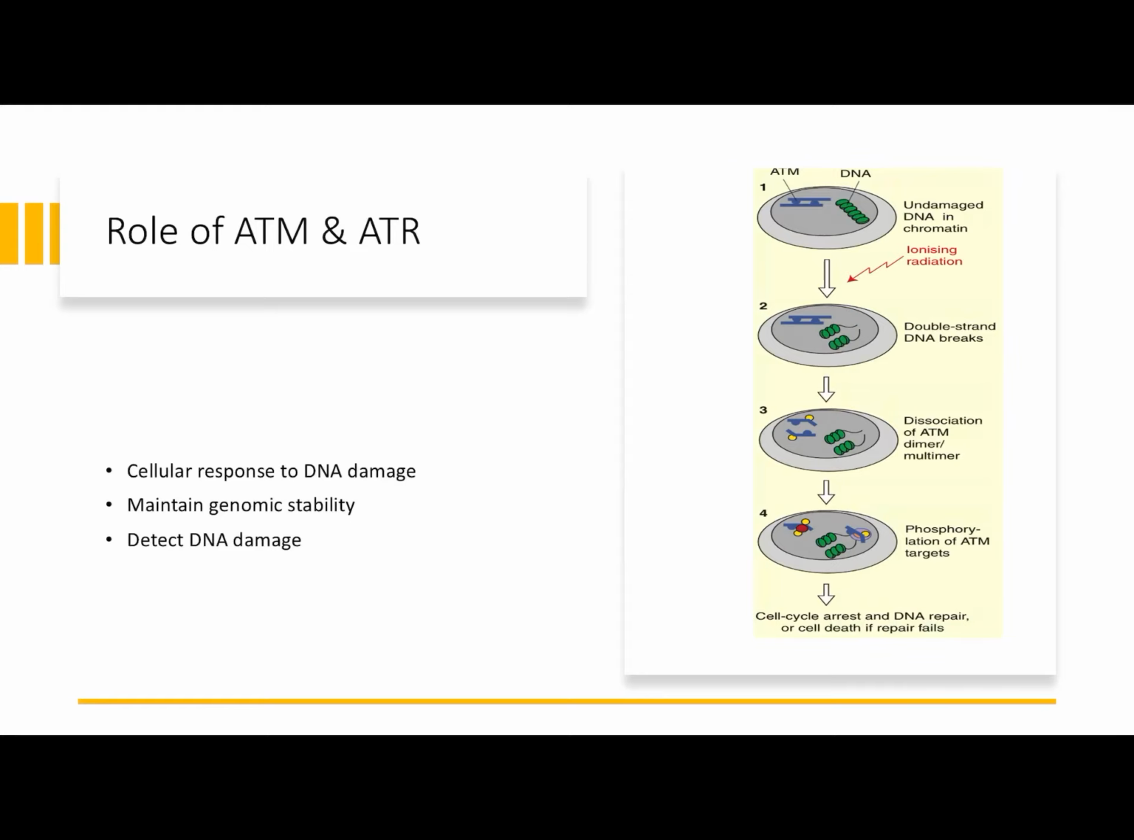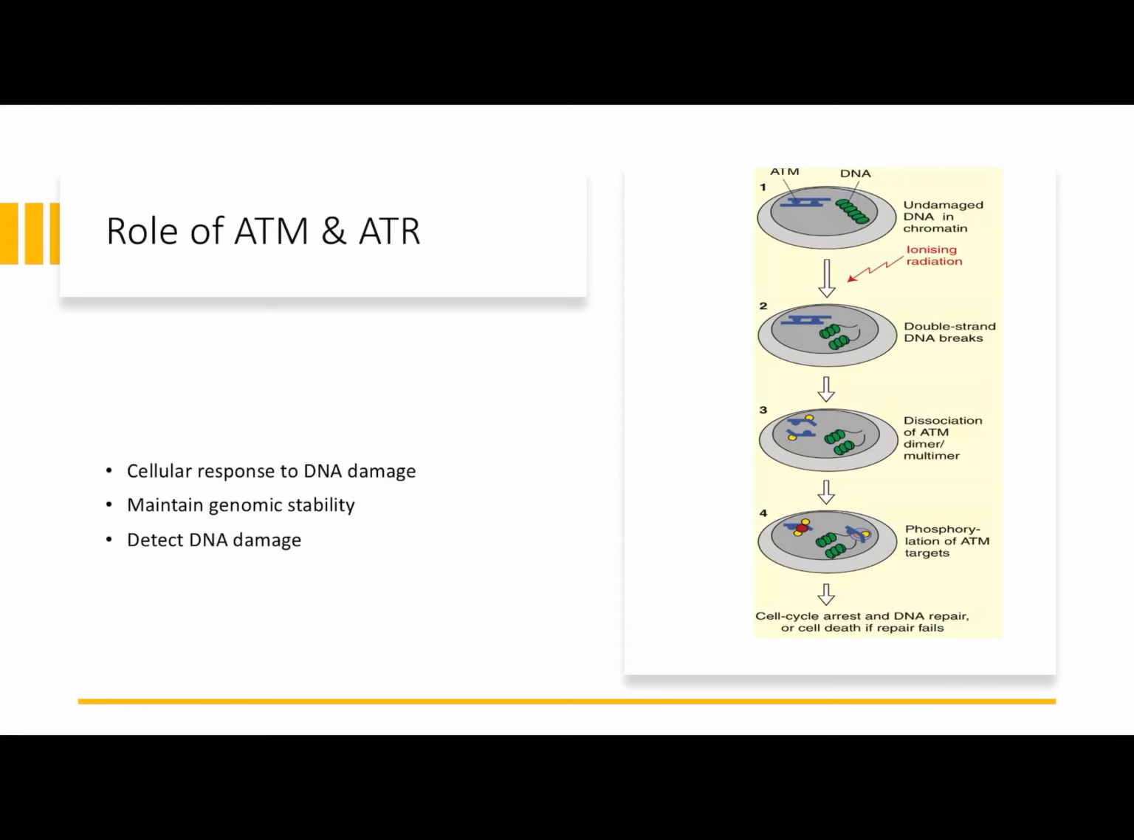So what do ATM and ATR do in the cell? They basically maintain genomic stability in the face of constant exposure to exogenous and endogenous DNA damaging agents, and they both work as a signaling network. What exactly do they do?